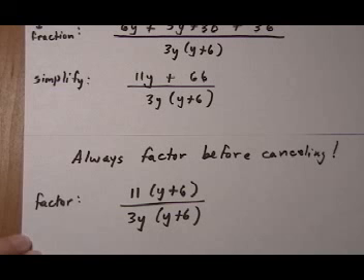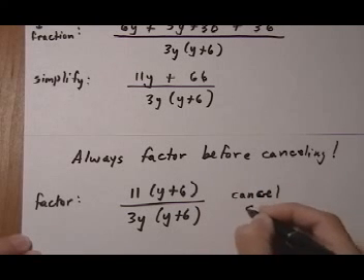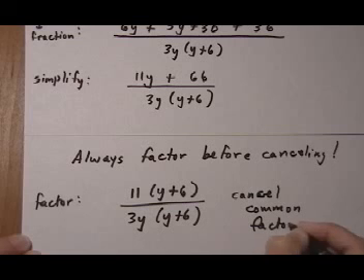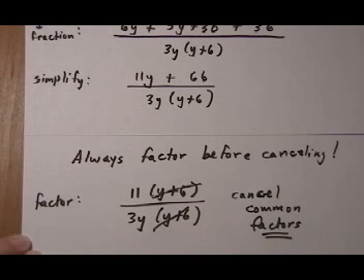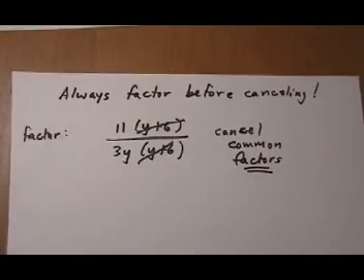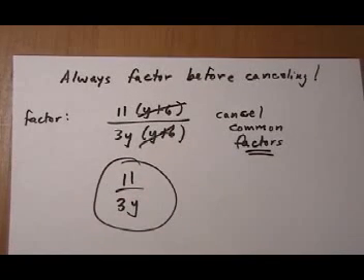Now we look for common factors. Cancel common factors. Alright, so it has to be factors. Y plus 6. Yes, that's a common factor being multiplied into the top and bottom. It's gone. And nothing else cancels. So now we're going to have 11 over 3y. And that's our final answer.